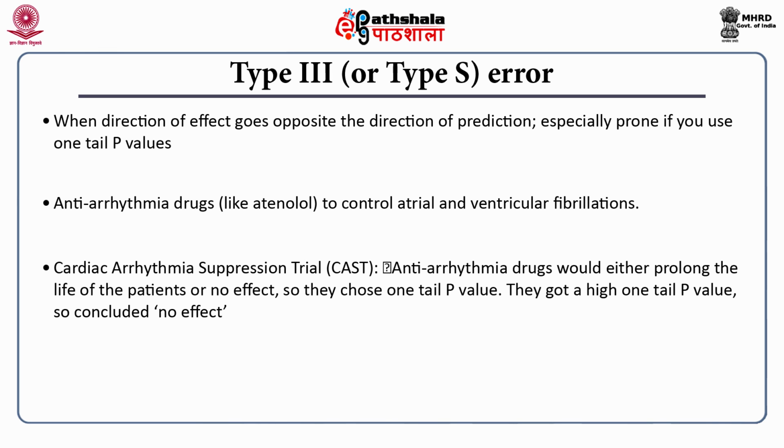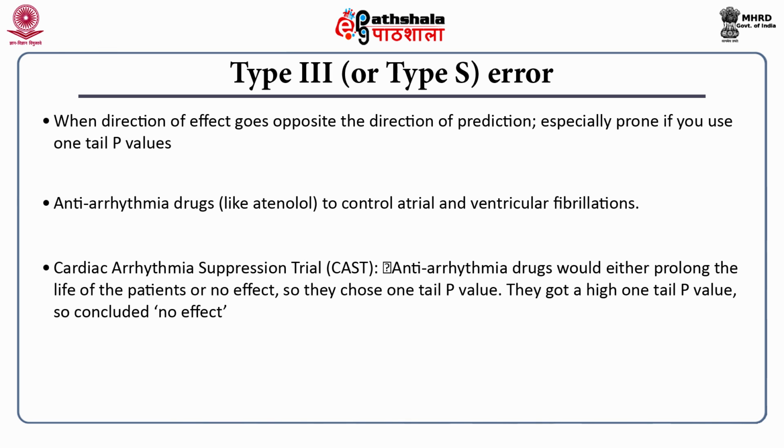It concluded that anti-arrhythmia drugs would either prolong the life of the patients or have no effect, so they chose one tail p-value. Like antibiotics, these anti-arrhythmia drugs they theorized would either prolong the life or have no effect. They didn't consider there could be another effect. It would drastically decrease their life expectancy. There is yet another effect. They didn't consider that particular effect. So they chose one tail p-value.